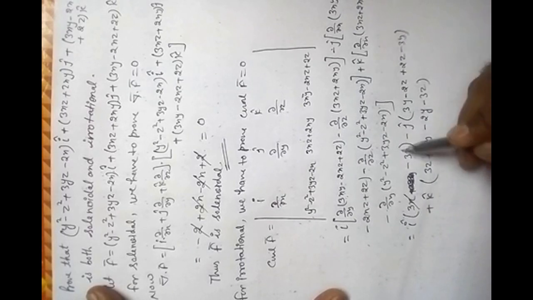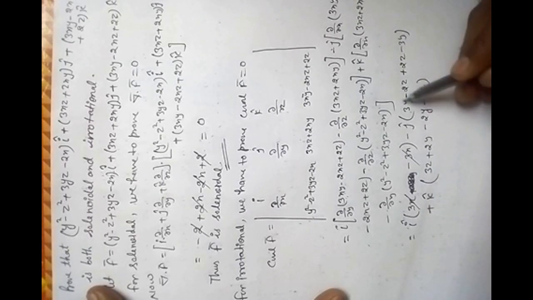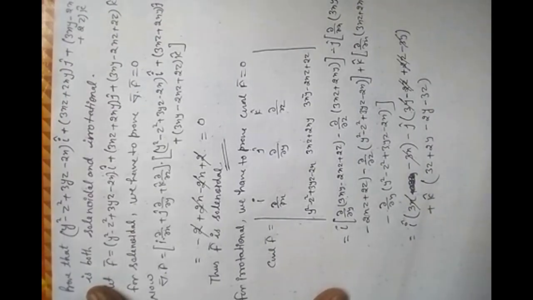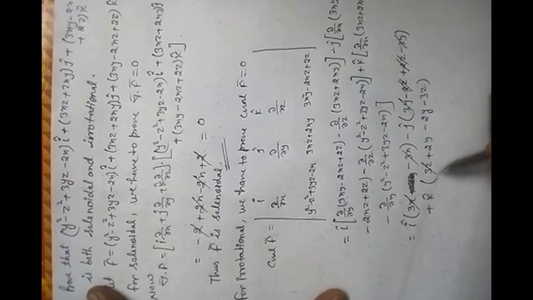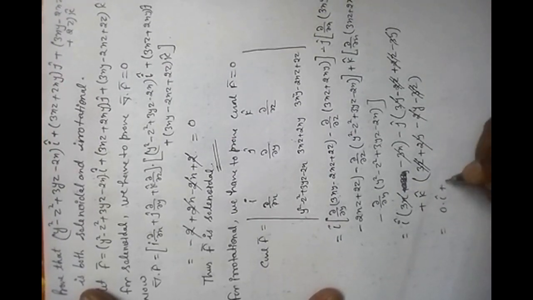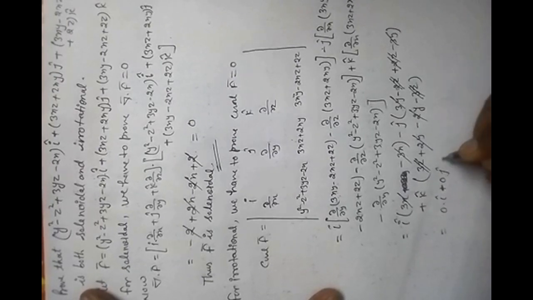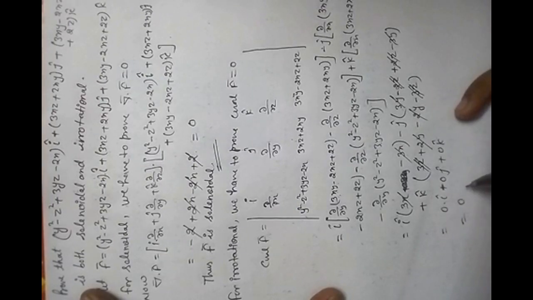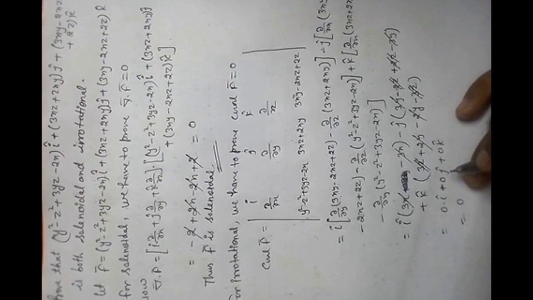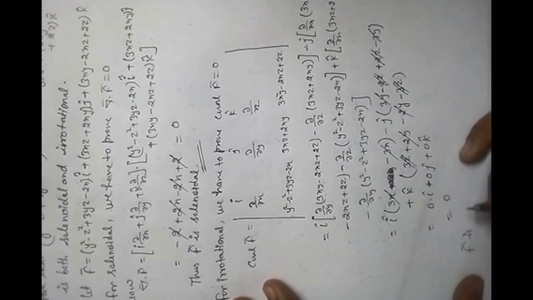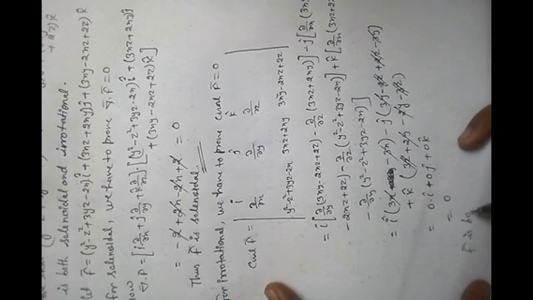So 3x cancel out, 3y, 2z cancel out. Okay, and 3y 3z cancel out, 2y cancel out. So 0i minus 0j plus 0k, that means 0 vector. So finally vector f is both solenoidal and irrotational.